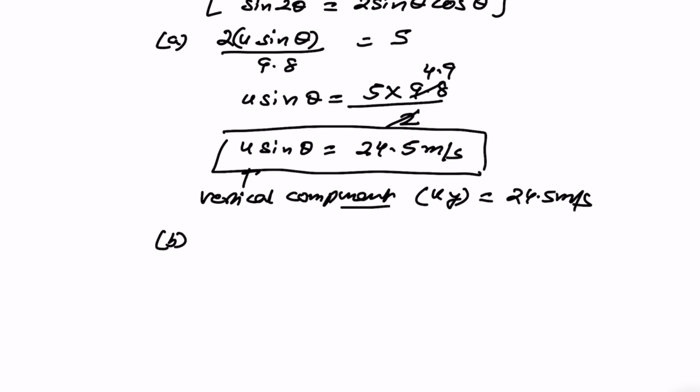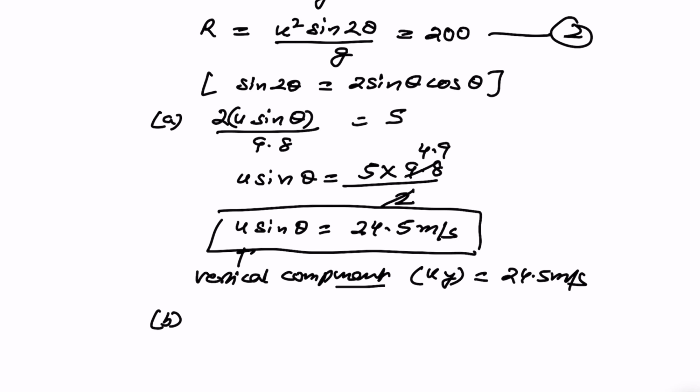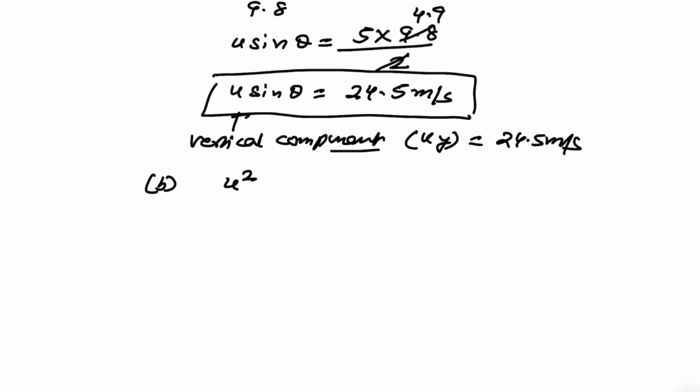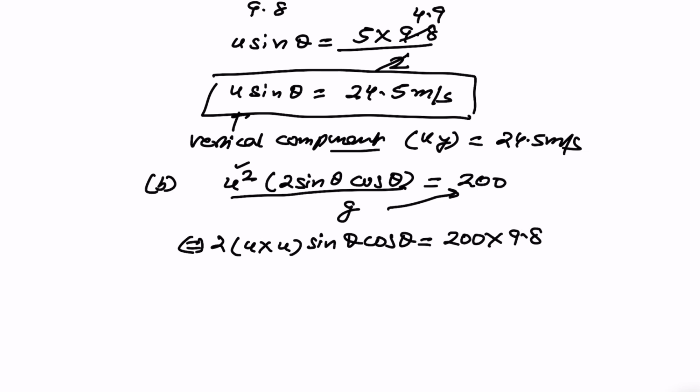Now the second part is to find the horizontal component of the velocity. Now I will substitute this value of u sin theta in the formula for range. By using the formula, sin 2 theta is 2 sin theta into cos theta, so I can write range as u square into 2 sin theta cos theta divided by g, which is given to us as 200. Now I can break this u square as u into u. So sin theta cos theta, taking g to the numerator, will become 200 into 9.8.